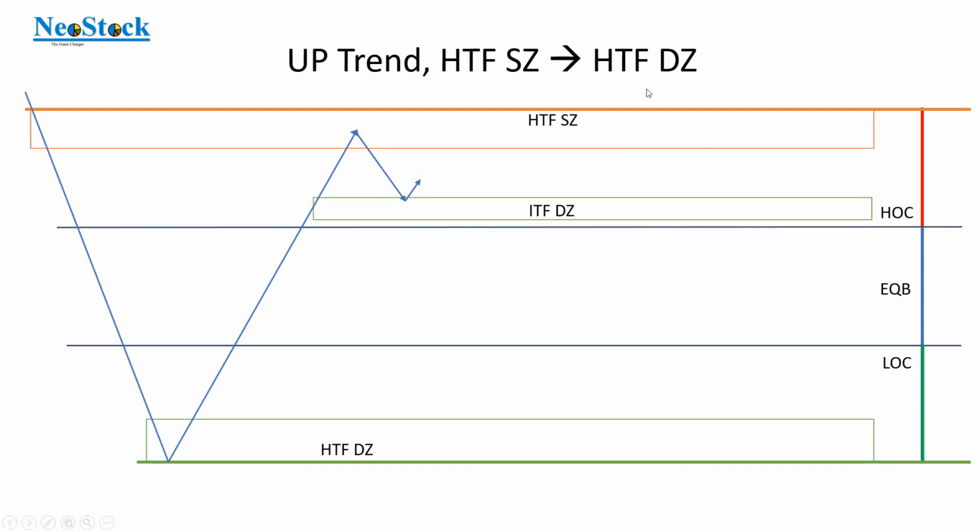Okay, now let me say prices entered into the ITF demand zone. Now ITF price direction is in our favor. HTF price direction is not in our favor, but ITF price direction is in our favor. Because ITF price direction is in our favor, can we take a long trade now? Let us assume here an LTF demand zone is there, somewhere here. In this demand zone, can we take a trade?